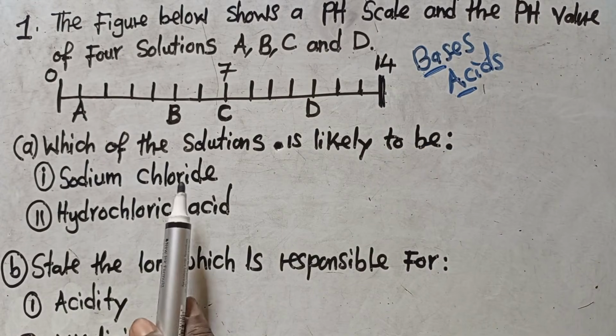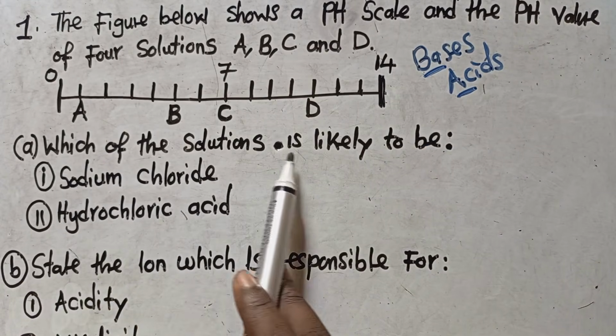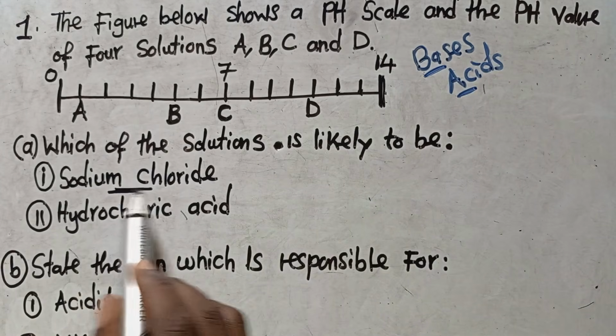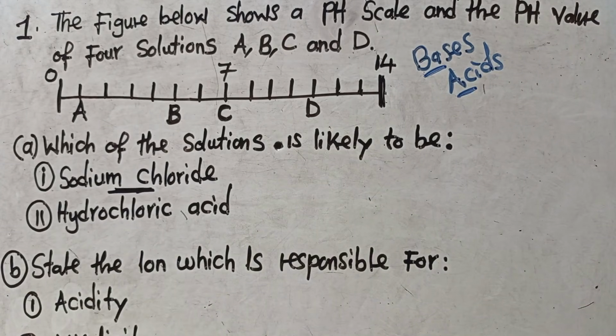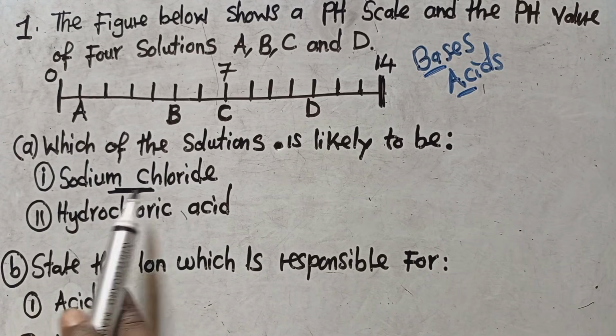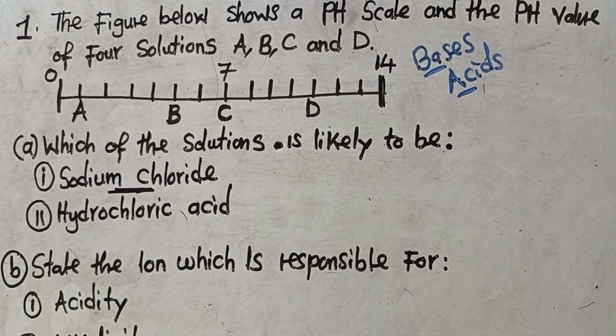The first question here is saying, which of the solutions is likely to be sodium chloride? For us to answer this question, there are certain things that you need to know, certain things you need to understand. Sodium chloride, you understand that? Okay, sodium chloride is a salt which is a product of neutralization reaction. Neutralization reaction is a reaction where a base reacts with an acid.